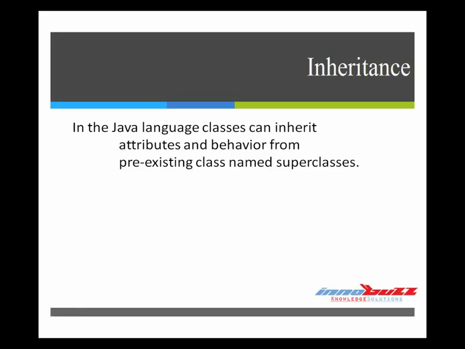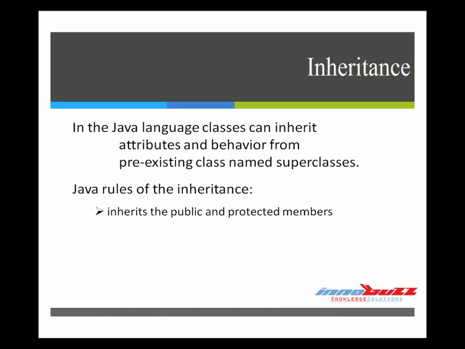Let's see the Java rules of inheritance. The derived class inherits the public and the protected members, constructors, methods, and fields of the superclass. It doesn't inherit the private members. If the base class and the child are in the same package, the child inherits the package-private members of the parent.